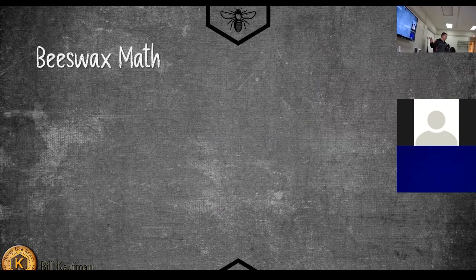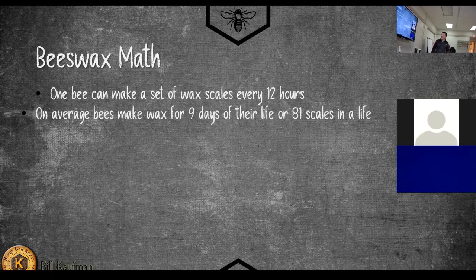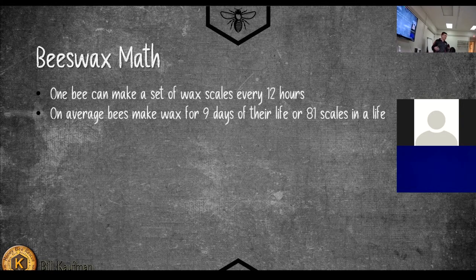So we were talking about this the other night. I did some looking up and trying to figure this out. If anybody's heard anything different, it could be different, but this is what I've found scouring Google. A bee can make a set of those scales every 12 hours. So every 24 hours, they make 2 sets. On average, bees make wax for 9 days out of their life. And as I said before, that could change based on if they're swarming or their job needs to change.